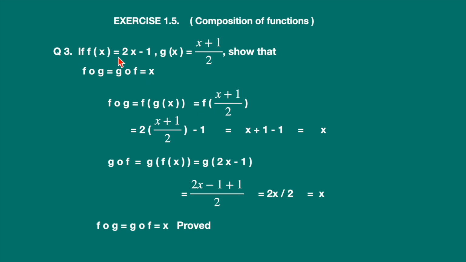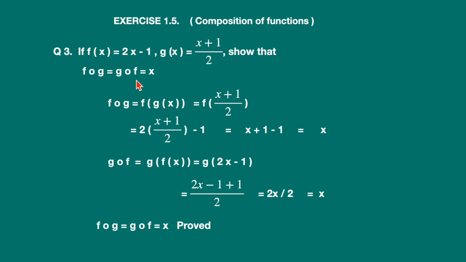f of x is 2x minus 1. So here we are going to replace this x with (x plus 1) upon 2. So this becomes 2 into (x plus 1) upon 2 minus 1. The 2 will cancel and you will get x plus 1 minus 1 is equal to x.